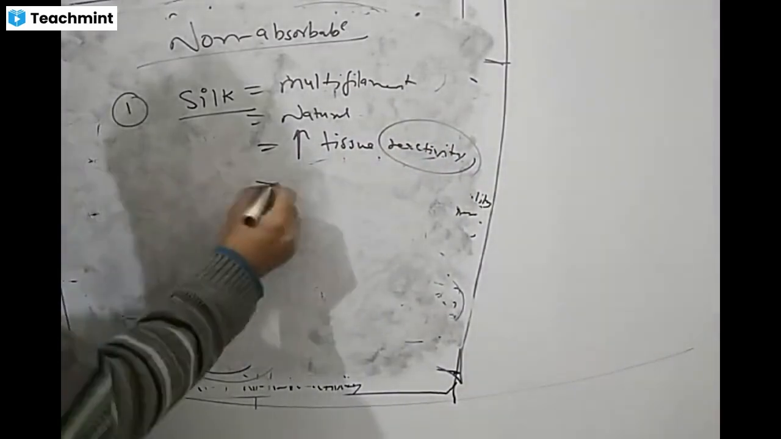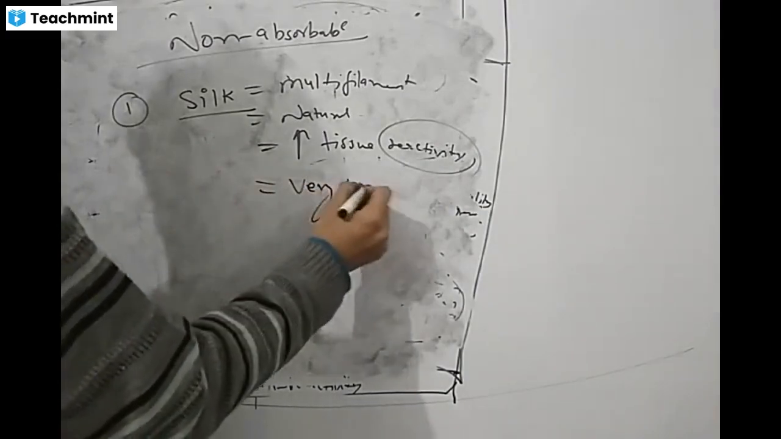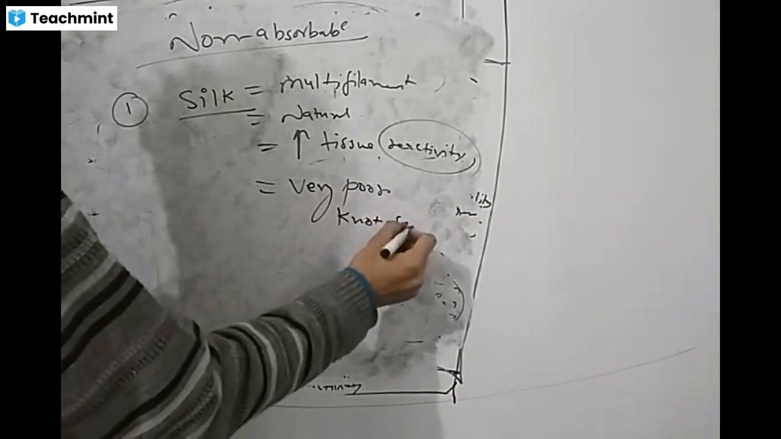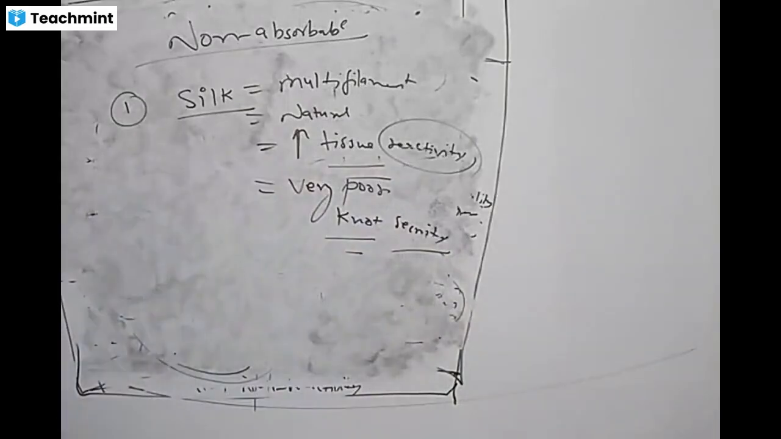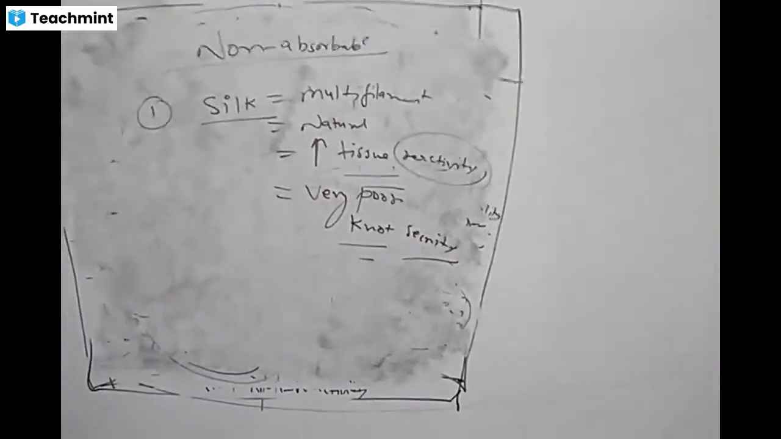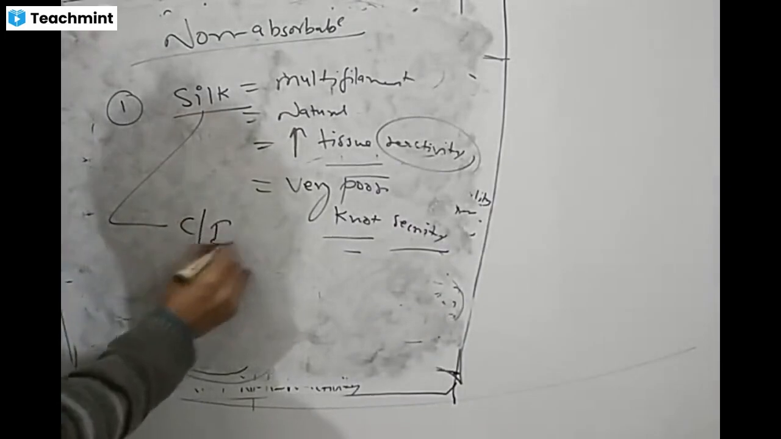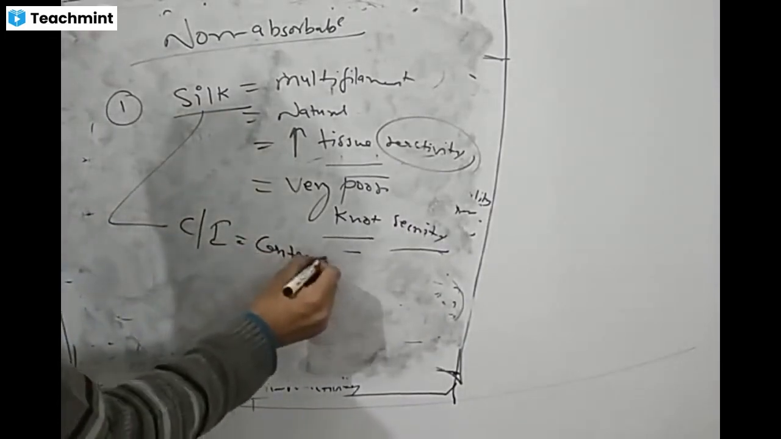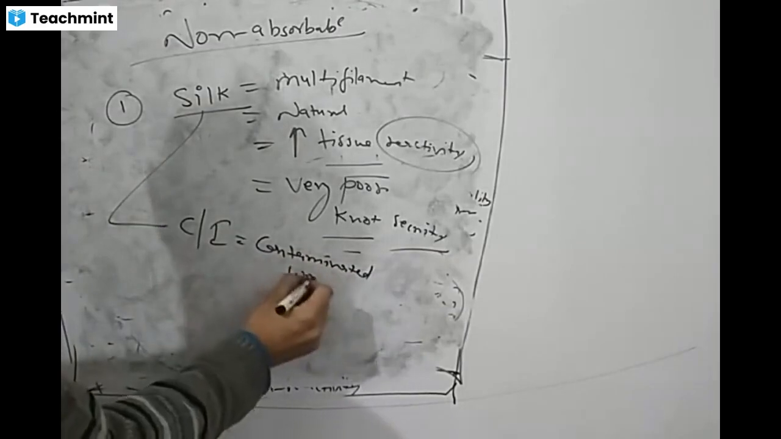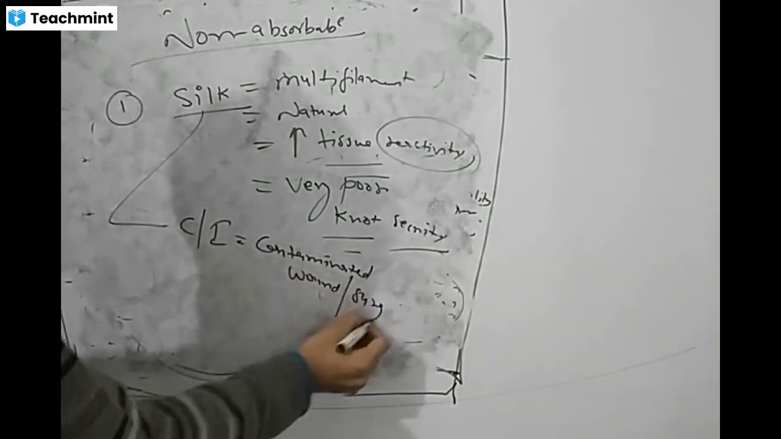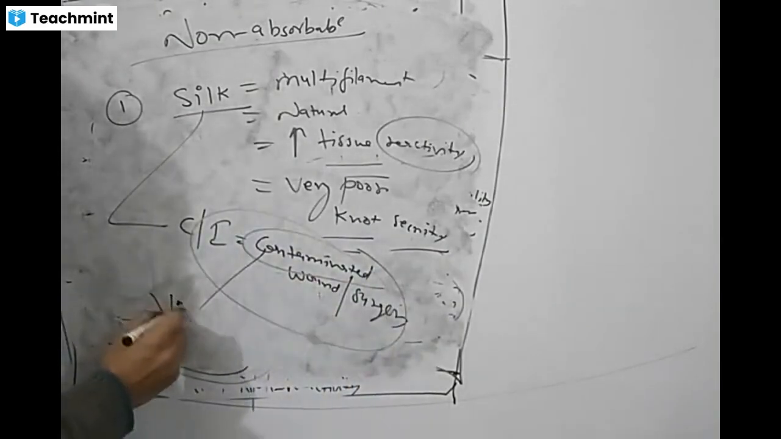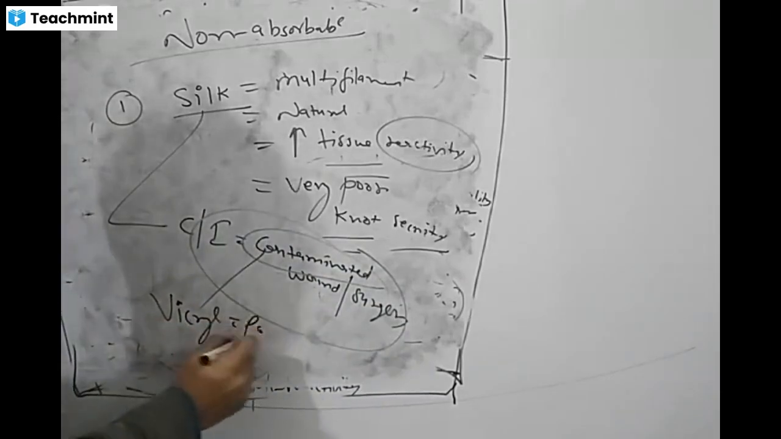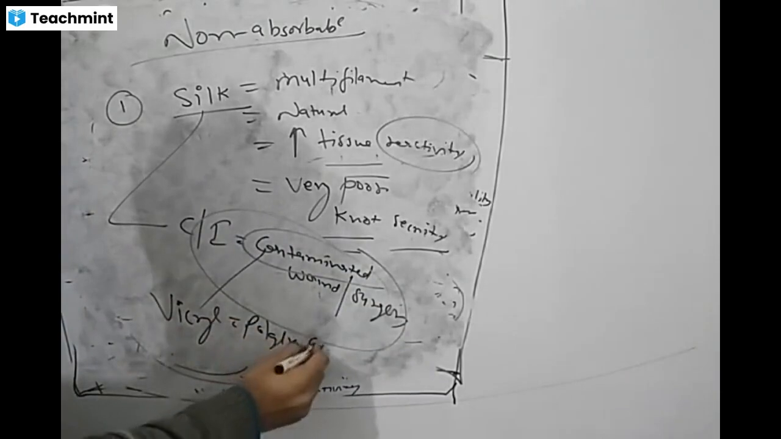And one more thing I told you about this, very poor knot security. If you apply the knot, it will open. So more tissue reactivity, very poor knot security, multifilament nature, and silk is contraindicated in contaminated wounds, contaminated surgeries. So in contaminated surgery, we can use our material vicryl, that is polyglactin 910.